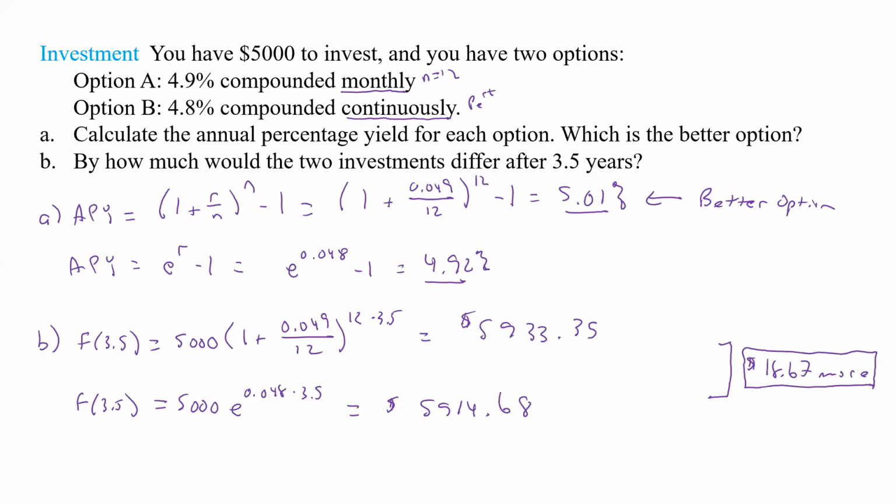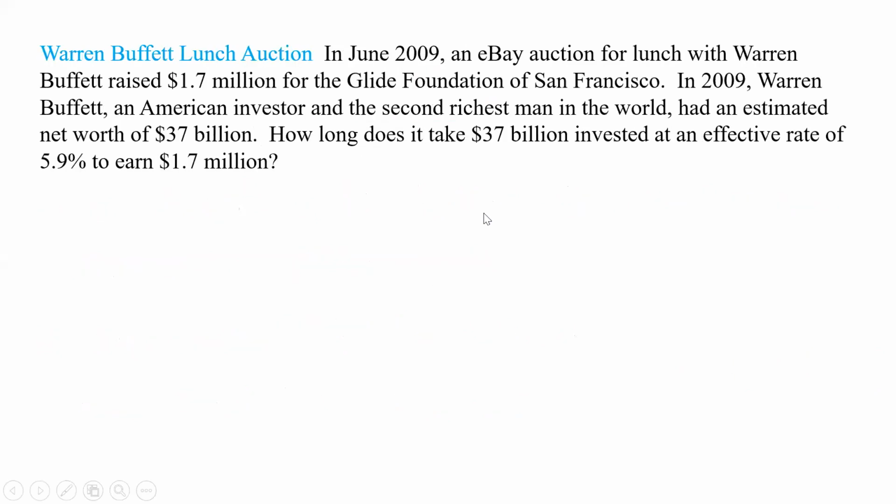All right. So the next one here, we have Warren Buffett luncheon auction. So in June 2009, an eBay auction for lunch with Warren Buffett raised $1.7 million for the Glide Foundation of San Francisco. In 2009, Warren Buffett, an American investor and the second richest man in the world, had an estimated net worth of $37 billion. How long does it take $37 billion invested at an effective rate of 5.9% to earn $1.7 million?